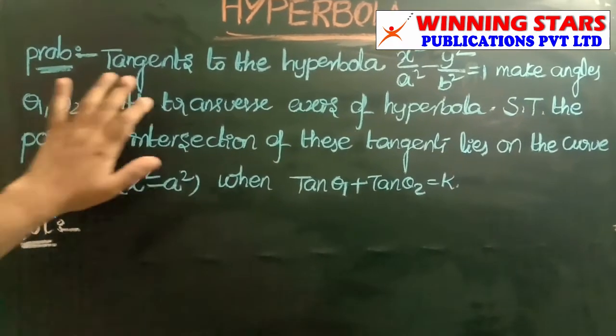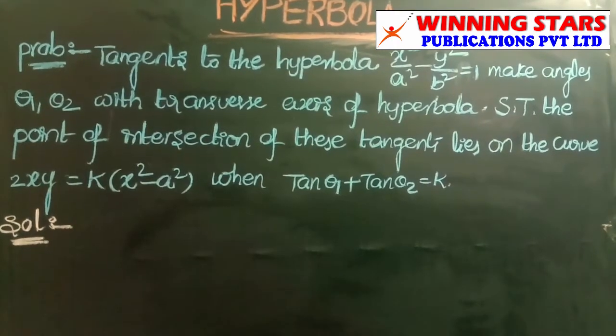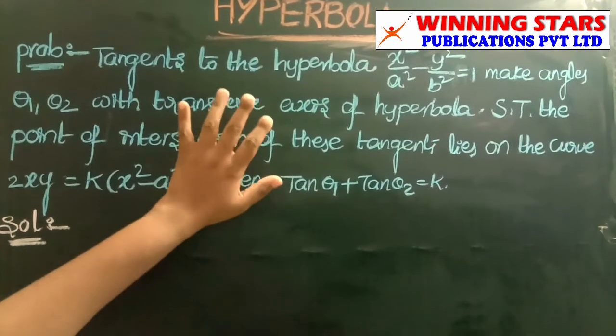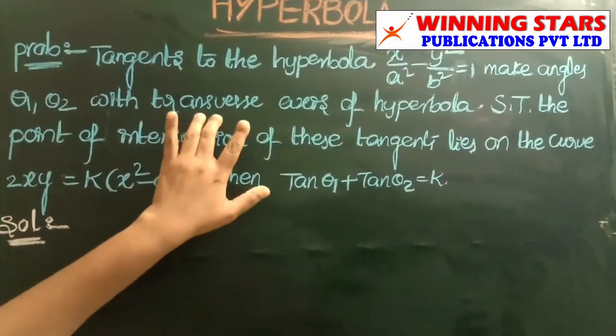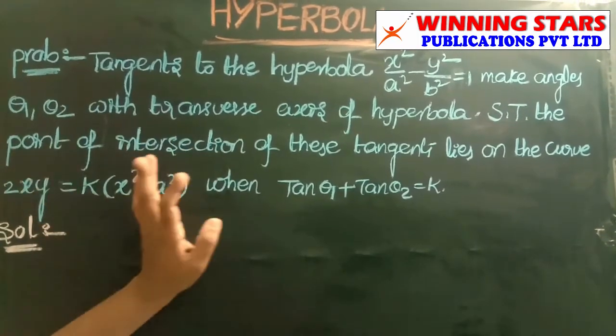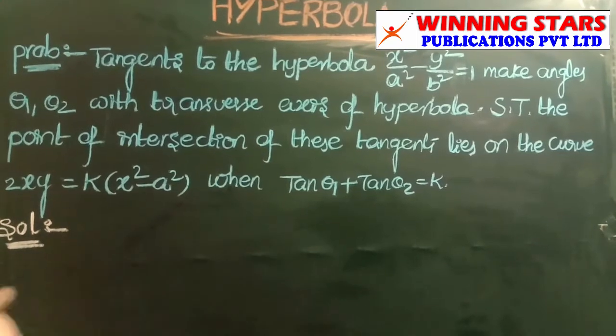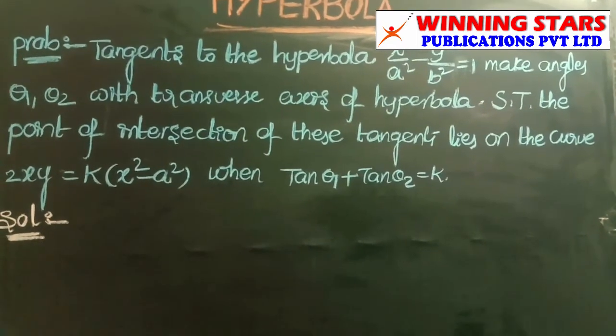So given the tangents to the hyperbola make angles θ1, θ2 with the transverse axis of the hyperbola. Here the transverse axis is nothing but the x-axis, since it's a standard form of the hyperbola. Transverse axis means we take the x-axis. So θ1, θ2 are the angles. Now show that the point of intersection of these tangents lies on this curve. So given condition, tan θ1 + tan θ2 = k.